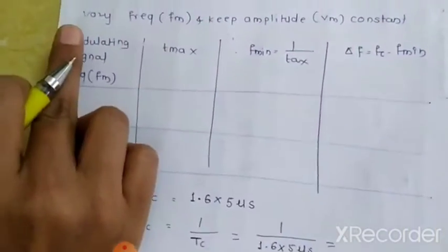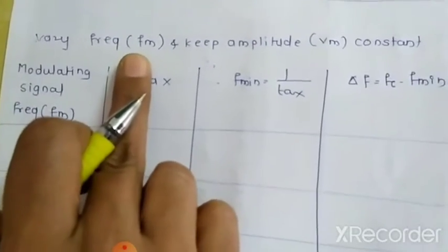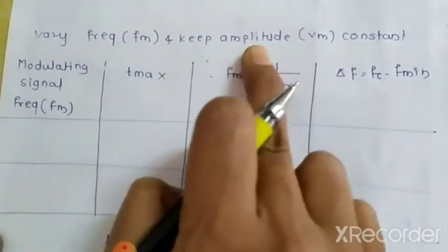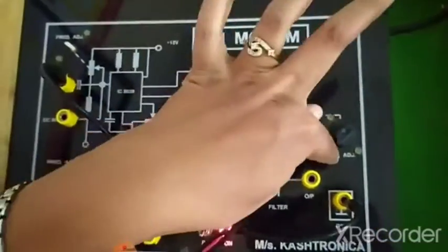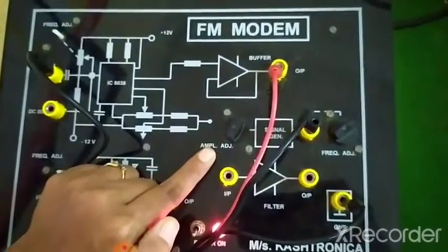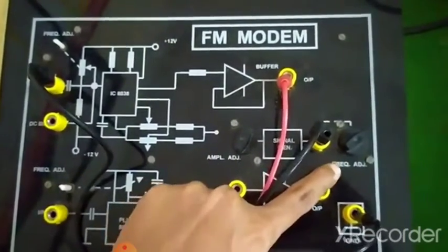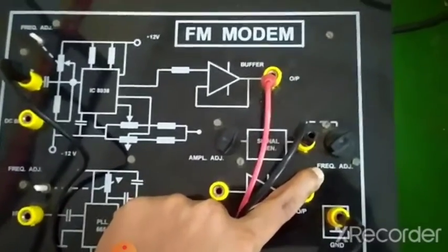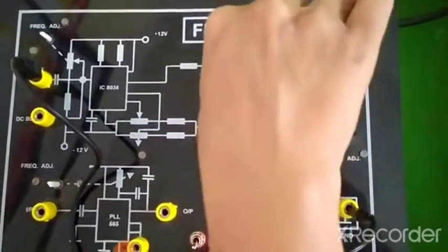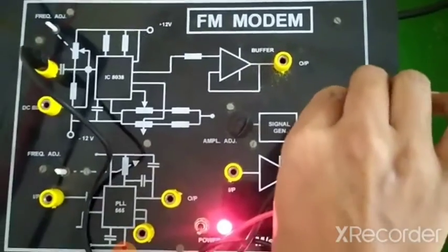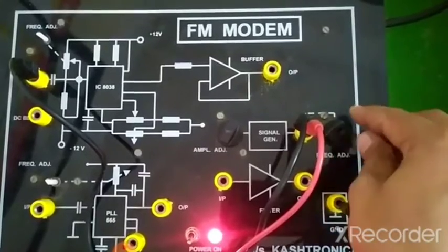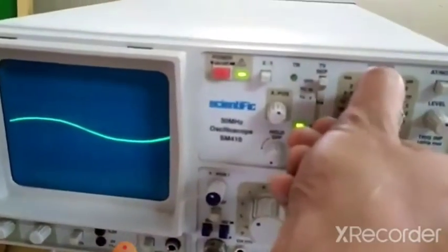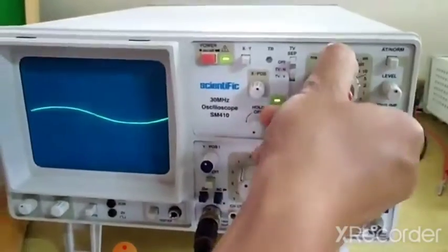Now in the next observation table, we have to vary the frequency and keep the amplitude constant. In the previous part we varied the amplitude; here we keep the amplitude constant. This is the amplitude variation knob and this is the frequency variation knob. We will keep the amplitude variation knob constant and vary the frequency variation knob. Now here we will get the FM output at the output of the signal generator. Vary the frequency knob and you will get the time period.